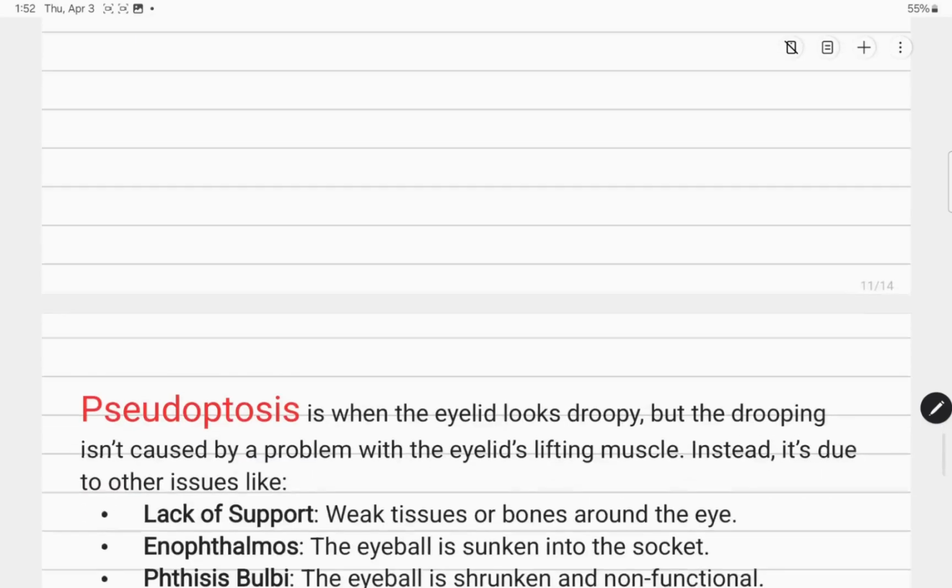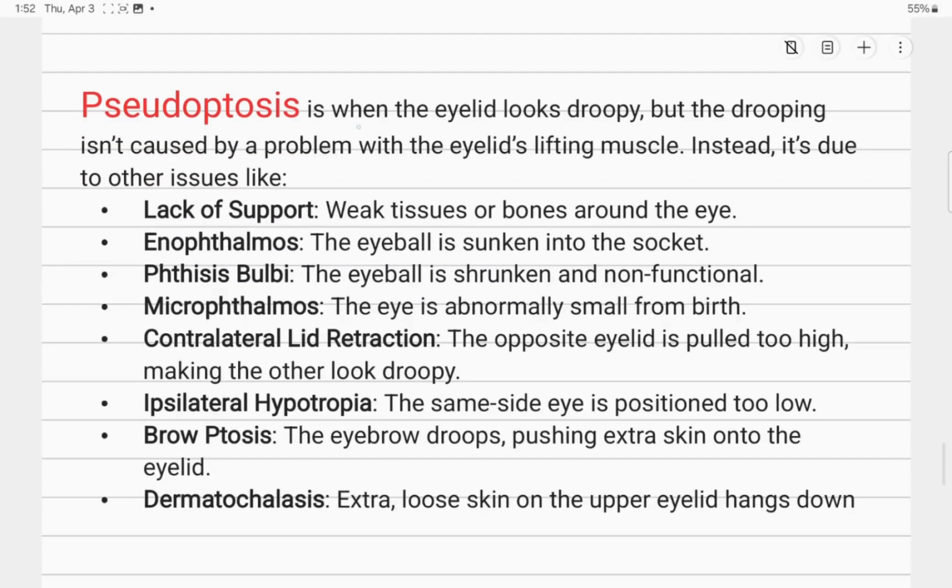Our last topic is pseudoptosis. This is when the eyelid looks droopy, but the drooping isn't caused by a problem with the eyelid lifting muscle, whether the LPS or Muller's muscle. In that case, we call this condition pseudoptosis.